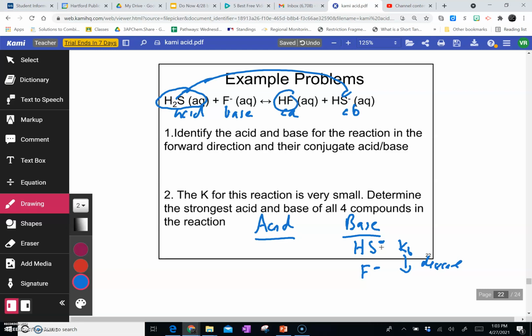Similarly, HF would be a stronger acid than H2S. Again, the reason is that the reaction equilibrium, since K is very small, lies all the way to the left. So this would be the stronger acid, and this would be the stronger base, because the equilibrium lies to the left. So these guys, the reaction's going to go this way, and these guys are going to lose the H+, and this one's going to gain the H+ and act like a base.